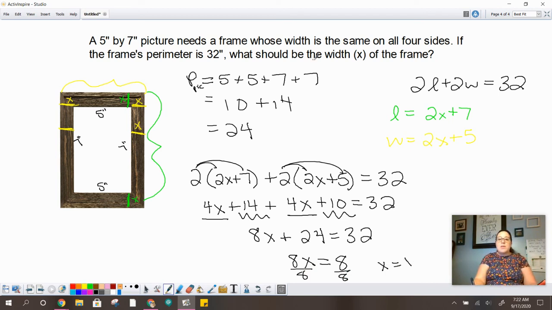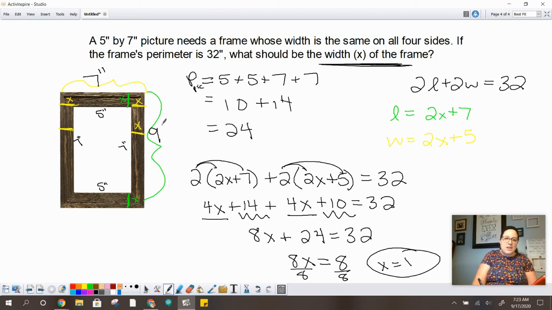Okay, so that's telling me that the width of the frame is 1 inch wide. And then I can double check that. If I add 1 inch to each part of this, this is 5 plus 1 plus 1, so 5, 6, 7. This is 7 inches, this is 7, 8, 9, 9 inches. 7 plus 7 plus 9 will give me an answer of 32, which is what the original perimeter was. So I do know that my answer of x equals 1 inch is the correct answer here.